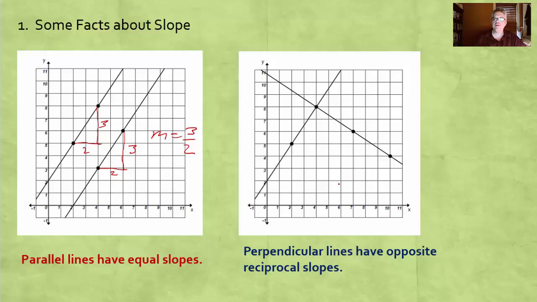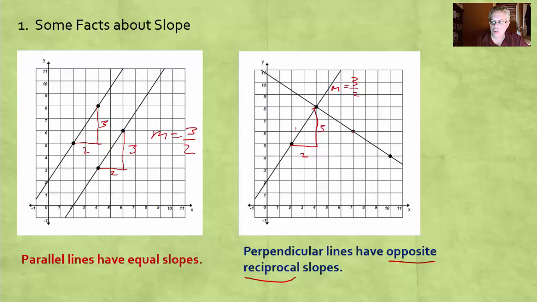Okay, but perpendicular lines have opposite reciprocal slopes. So that's two things. Their slopes are opposite, so one would be positive, the other one would be negative. And they're reciprocals of each other. So let's take a look at the example right here. This first line is actually the same one as that one. The slope is 3 halves we already found. So over 2, up 3. And so for this one, m equals 3 halves.